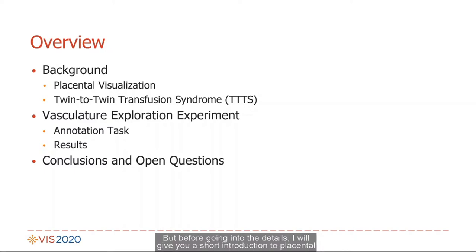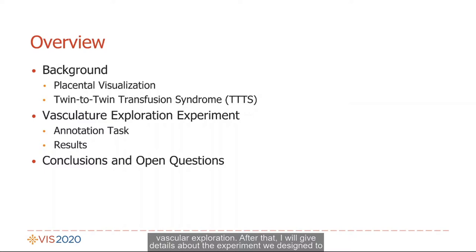But before going into the details, I will give you a short introduction to placental visualization in general. I will introduce the current challenges and how state-of-the-art visualization techniques attempt to tackle them. Then I will briefly touch upon the twin-to-twin transfusion syndrome, which is a severe medical condition that can occur during twin pregnancies. It is the main research focus of our medical collaborators and a prime application of surface vascular exploration.